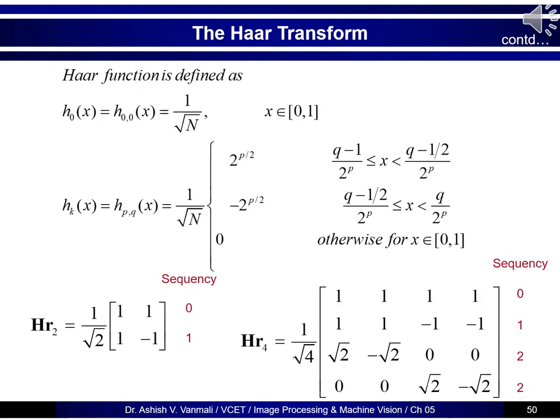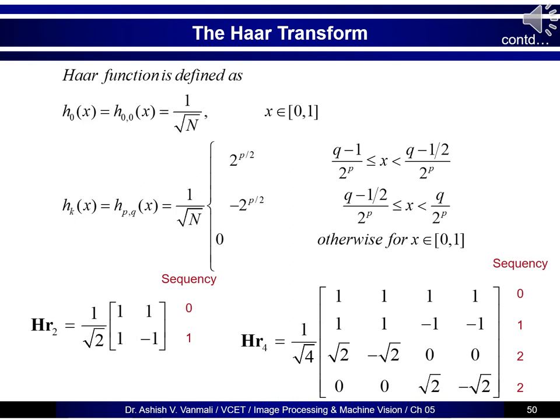The Haar function is defined as h0 of x, which is nothing but h0,0 of x, which is equal to 1 upon root N for x over the interval of 0 to 1. And the value of hk of x, where we decompose k in terms of p and q, so it will be hpq of x, and that will be given as 1 upon root N times 2 raised to p by 2 for (q minus 1) divided by 2 raised to p less than or equal to x less than (q minus half) upon 2 raised to p. The value will be minus 2 raised to p by 2 for the interval (q minus half) upon 2 raised to p less than or equal to x less than q upon 2 raised to p, and the value will be 0 for the remaining interval.